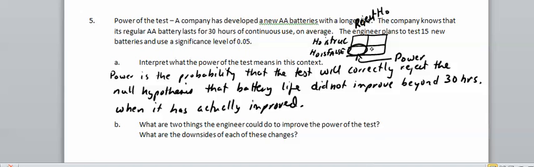Remember, this is an error. This is the type 2 error. This is your type 1 error. And this would be the null is true, but you reject it. The type 2 error is you fail to reject when the null is false.